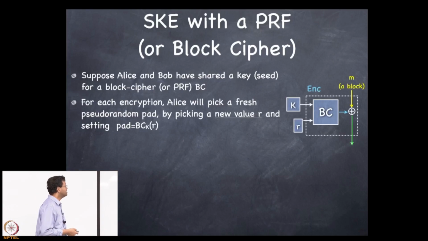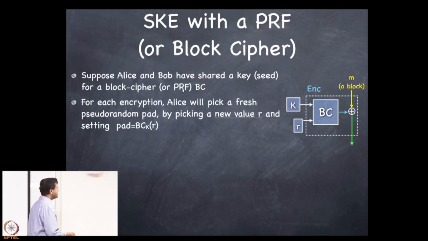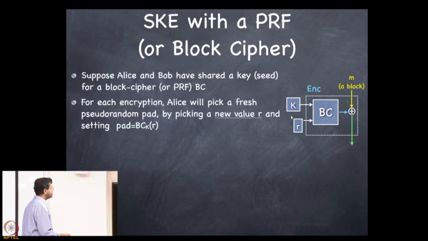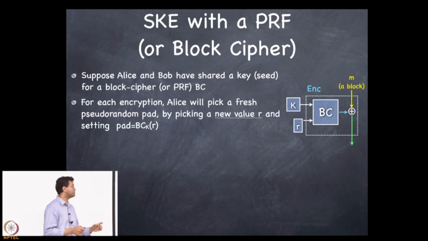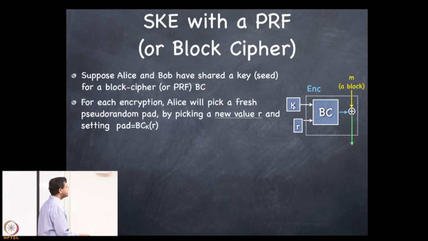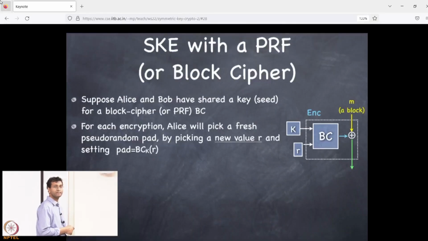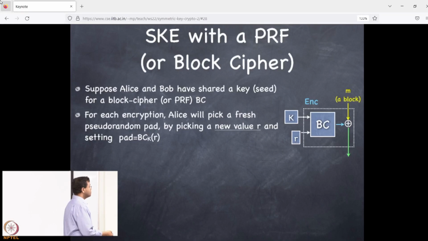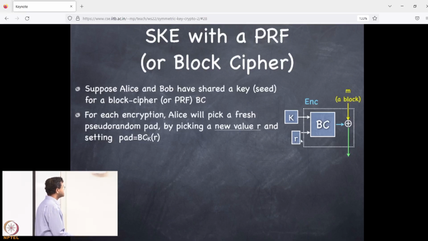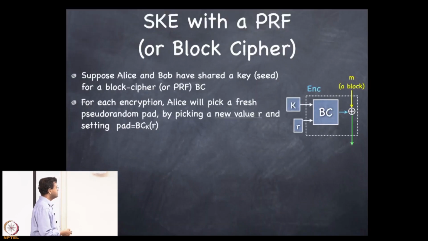So this is what she is doing. She picked a new value R, she used this key and generated a pseudo-random pad, then that's XORed with the message. Here the message is a single block, meaning whatever is the output size of this block cipher. So far this looks a lot like what we did with the stream cipher. An important difference is that there is this R now.